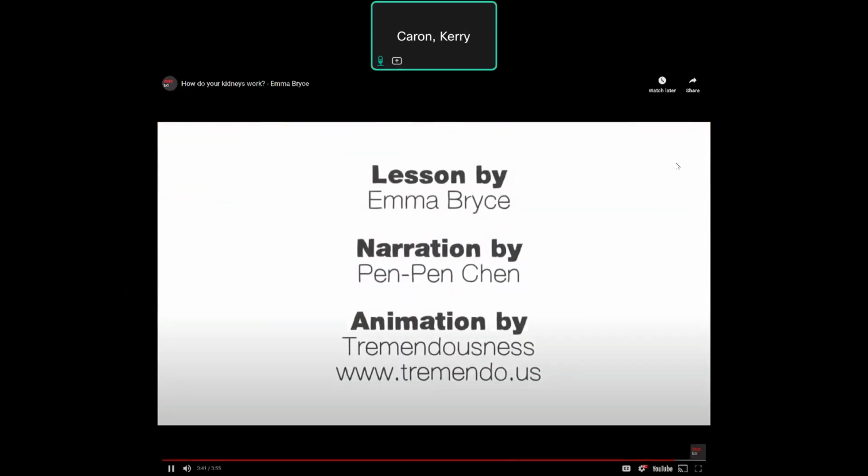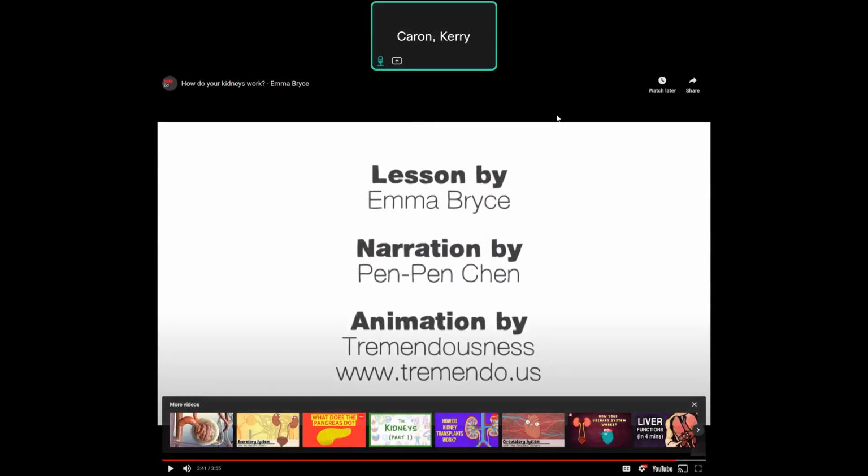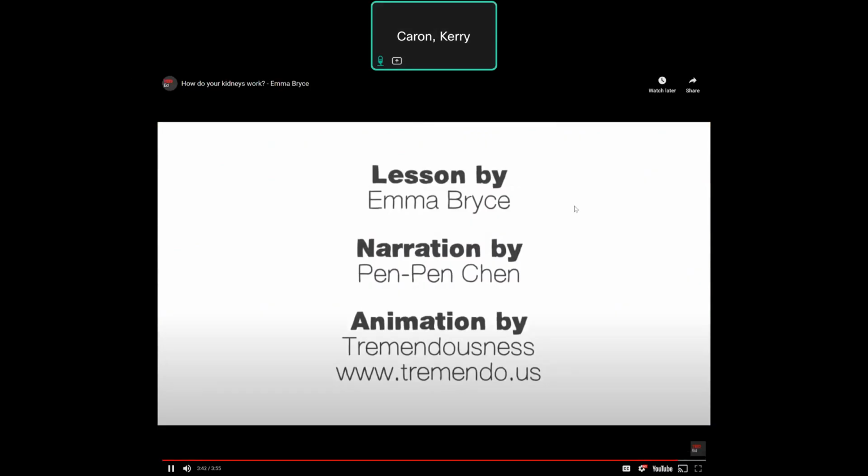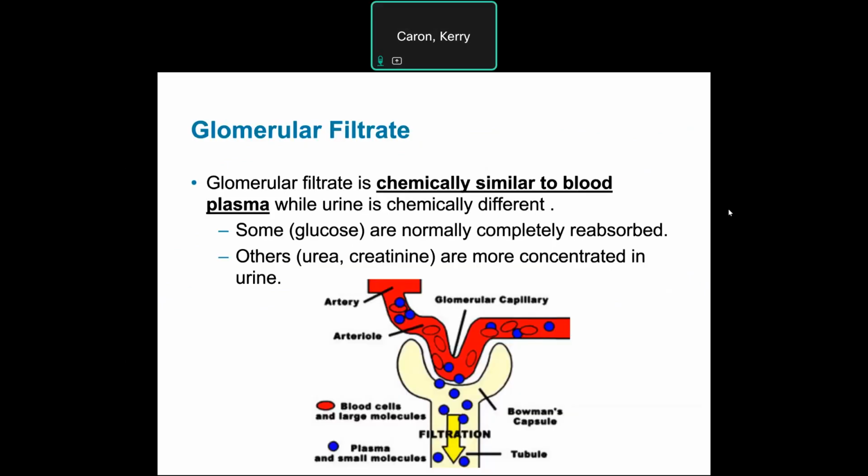Okay. So I think that is so neat, and hopefully that helped you put things together. Okay. So we mentioned that blood becomes what we call glomerular filtrate. And it's very, very similar. That glomerular filtrate is very similar to blood plasma. And if you remember from the blood chapter, blood plasma is essentially blood minus the formed elements.